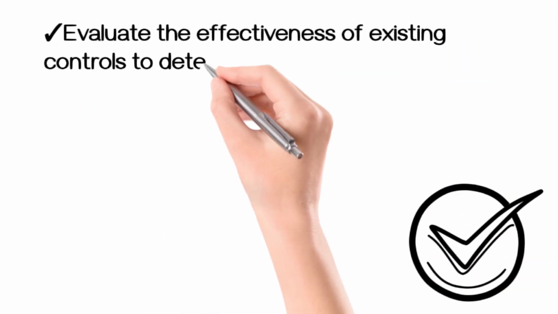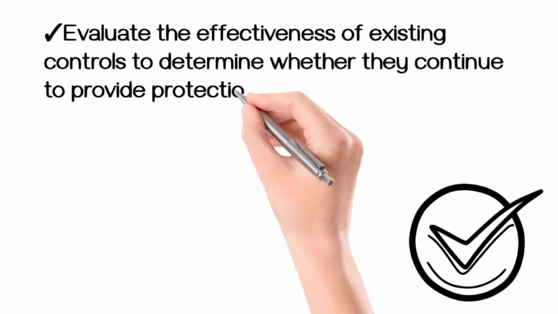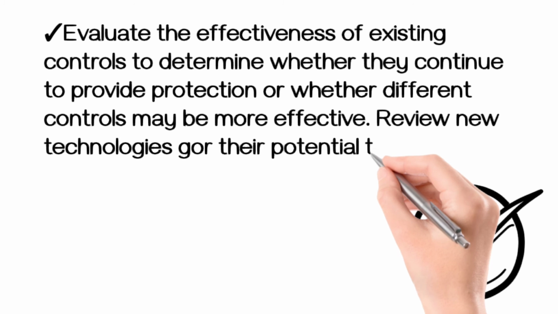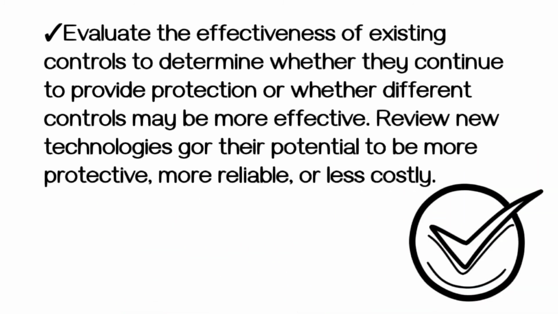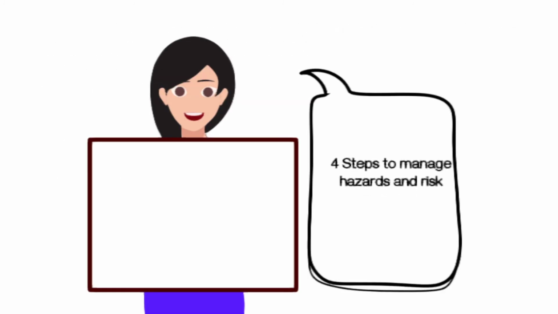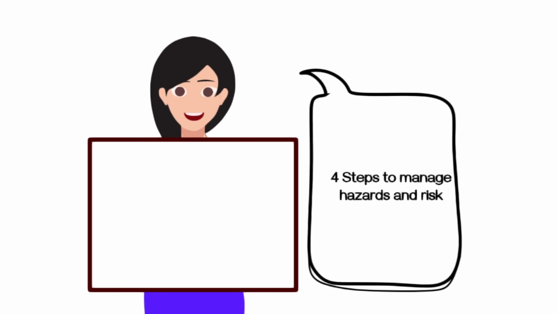Last, evaluate the effectiveness of existing controls to determine whether they continue to provide protection or whether different controls may be effective. Review new technologies for potential to be more protective, more reliable, or less costly. There are four steps to manage hazards and risks.